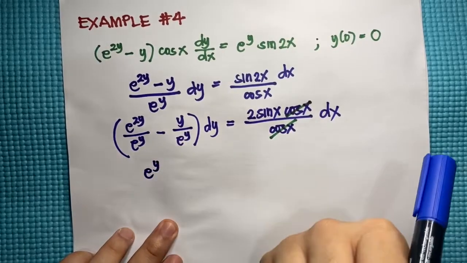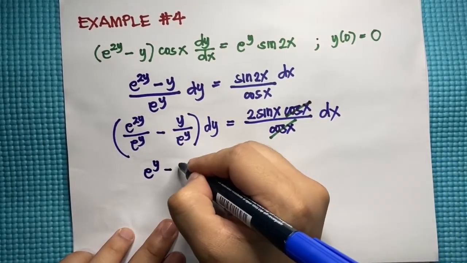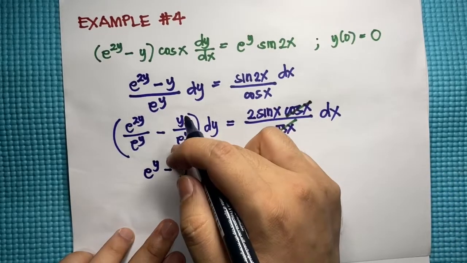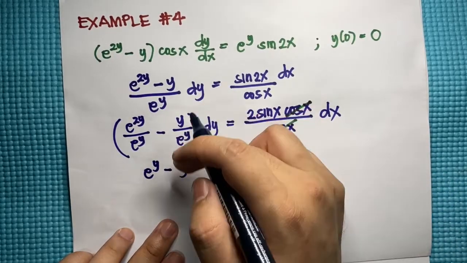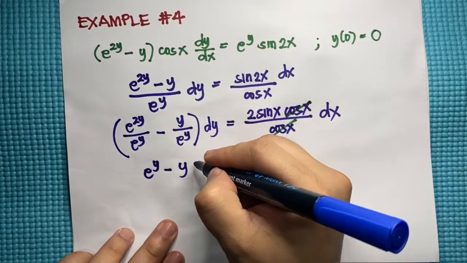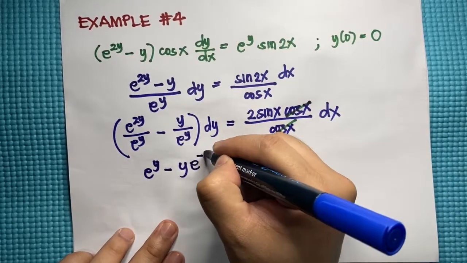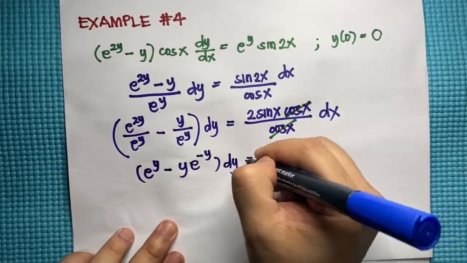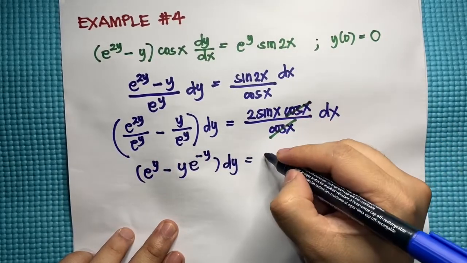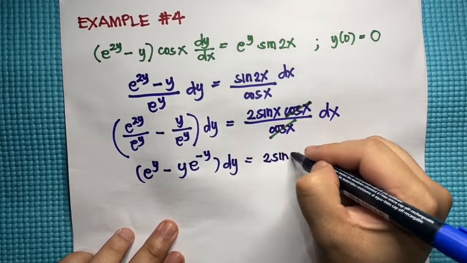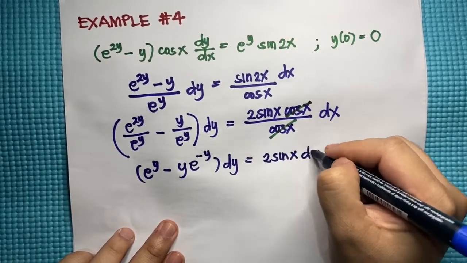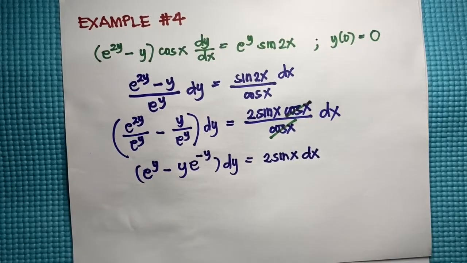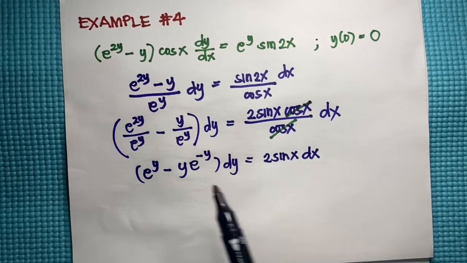e^y. Then minus y over e^y, so I could transform e^y by moving it to the numerator, making it e^(−y), and everything is multiplied by dy. And the one on the right-hand side is just a simple sine function, 2 sine x dx. From here, it is more simplified, and we can now integrate such an equation.